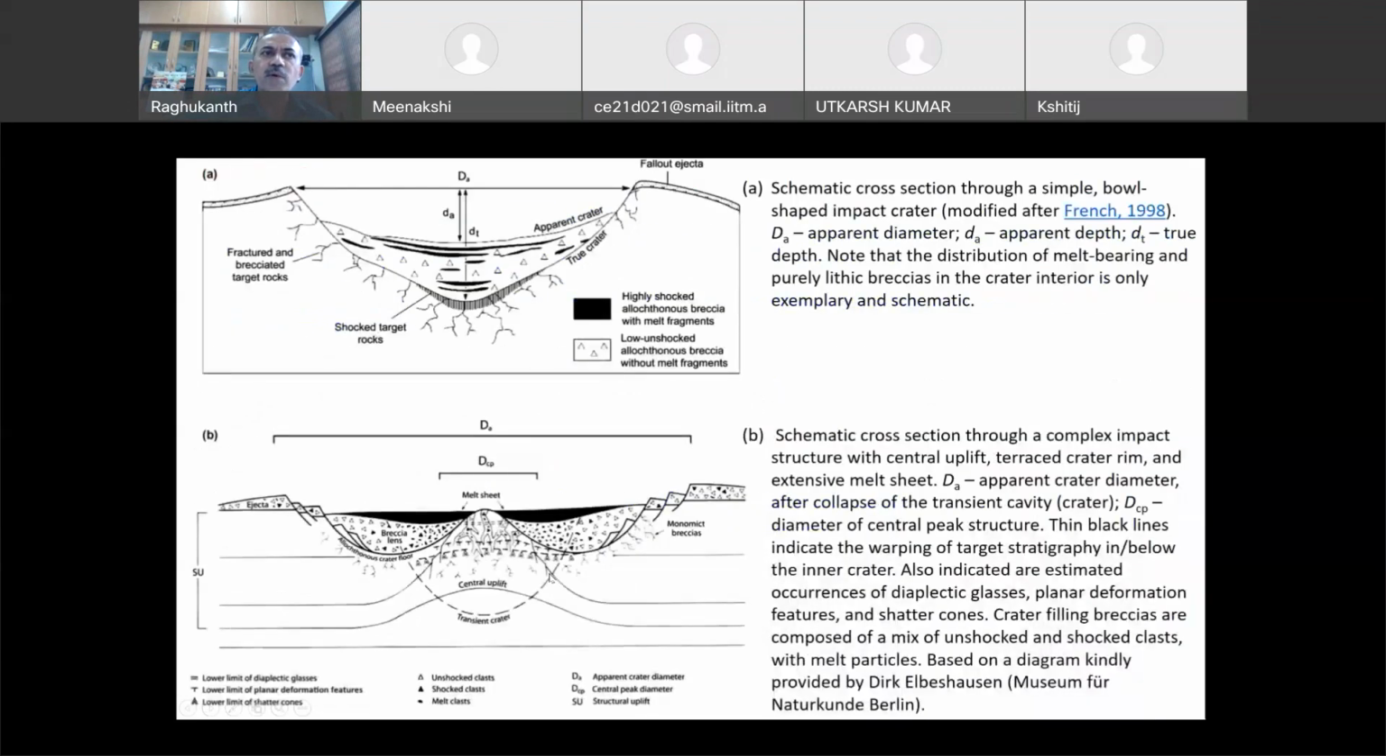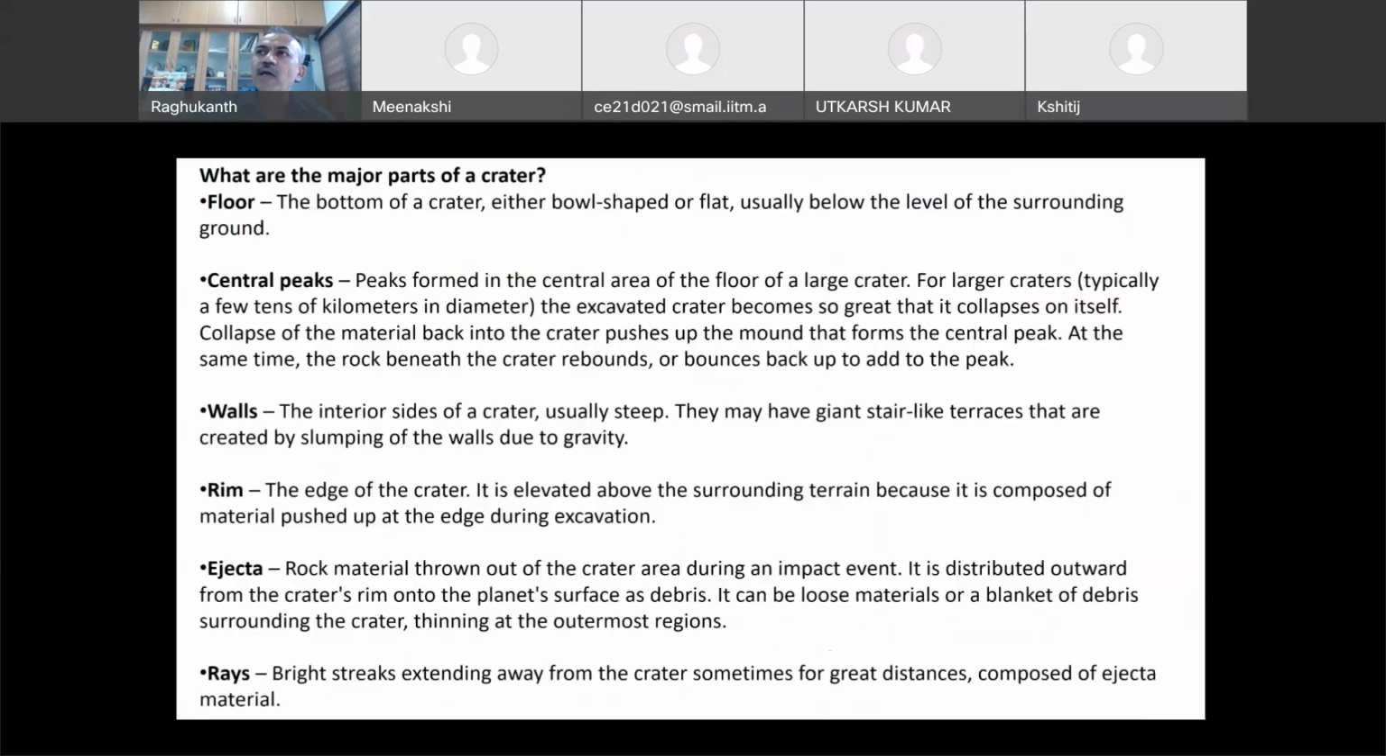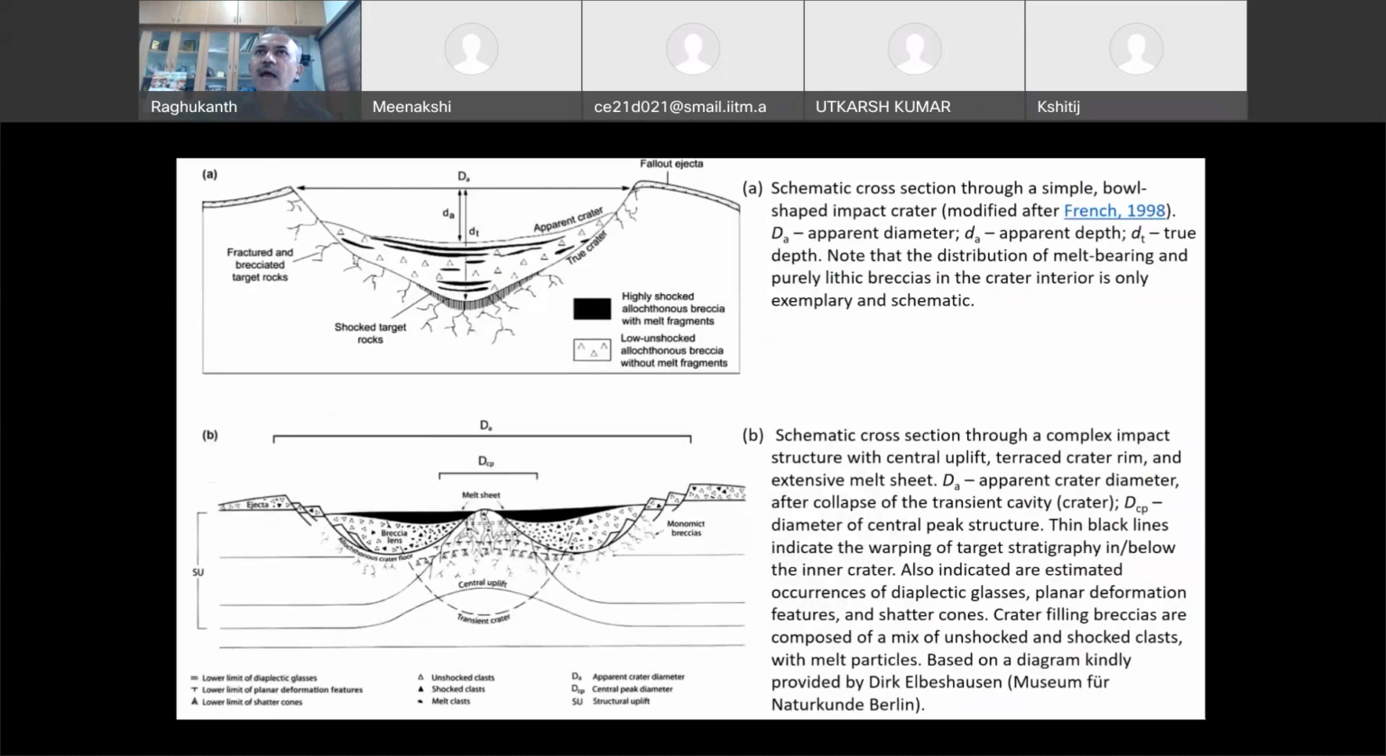And here also we use these types of words. So DA is the apparent crater diameter after collapse of the transient activity. Then this is the diameter of the central peak region itself. So this is how we define and talk about the crater. We will be using words like floor, wall, rim of a crater, ejecta, that is the material which is thrown out of the crater. Then the rays, the direction of the ejecta rays basically, ejecta blankets, then the central peak. So these are the words we will be using to describe our craters. And we also use terms like apparent diameter, apparent depth, and true depth of a crater.